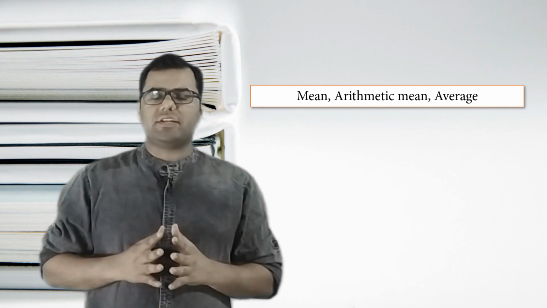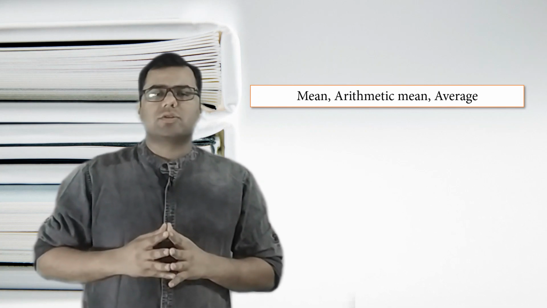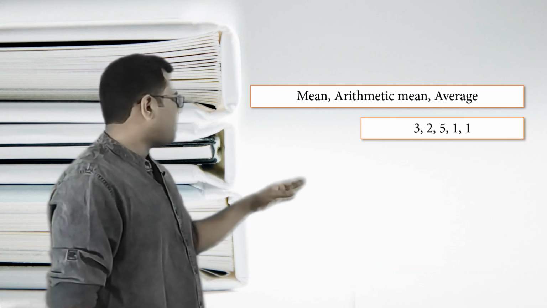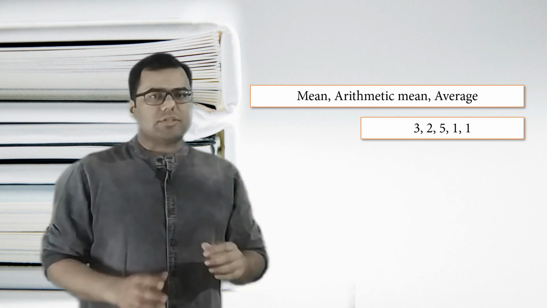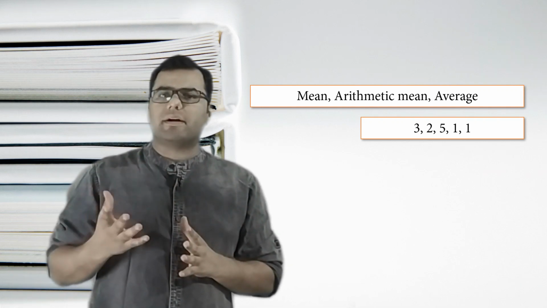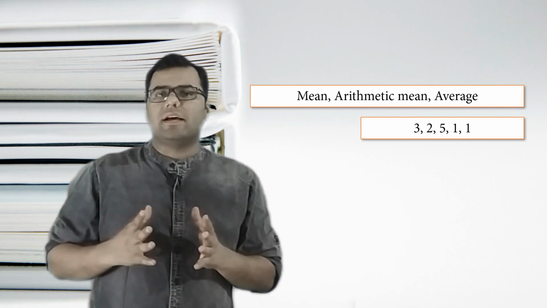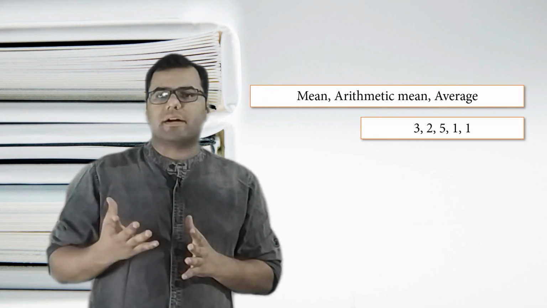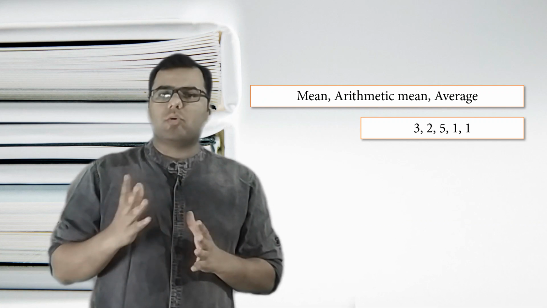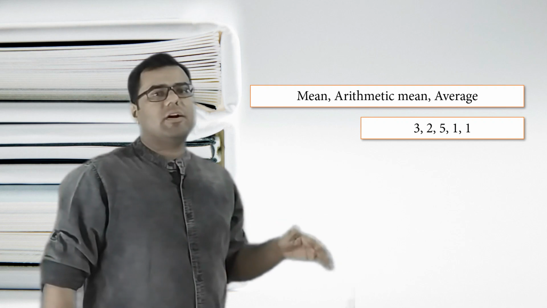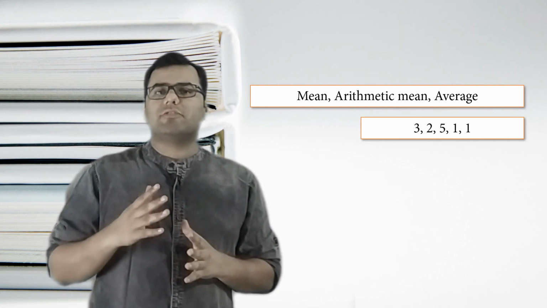This mean you would have already read in your earlier classes. This mean is also called arithmetic mean or average or also arithmetic average. So suppose you have a data set of these 5 values, that is 3, 2, 5, 1 and 1. Suppose this data set is the hamburgers that Clark ate on 5 consecutive days. Now someone wants us to tell how many hamburgers Clark ate on the 5 consecutive days. If you do not know the understanding of mean, then you will have to say that he ate 3, 2, 5, 1 and 1 hamburgers on the 5 consecutive days.